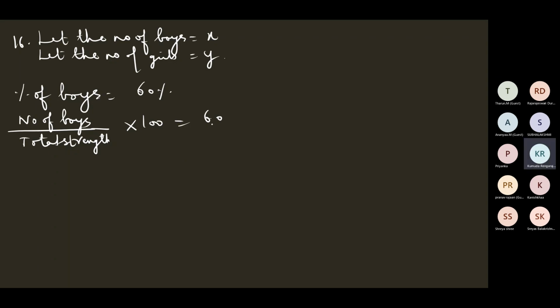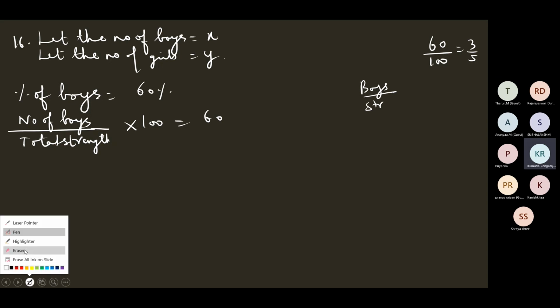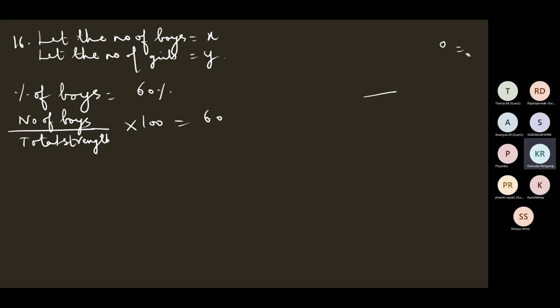If at all you have that doubt, I'll tell you what else you can do. 60%, that percentage into 100 is here. See, 60% means what? 60 by 100. So that means the ratio is 3 by 5. The ratio is 3 by 5. And how will you find the ratio? Number of boys by the total strength. Supposing you have the doubt, children, you can do it like this.